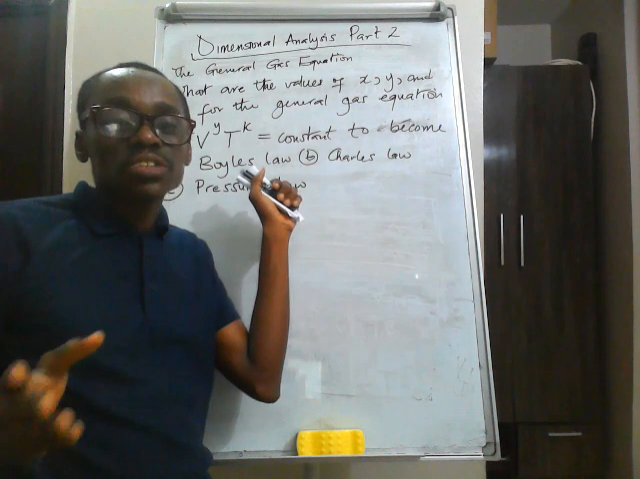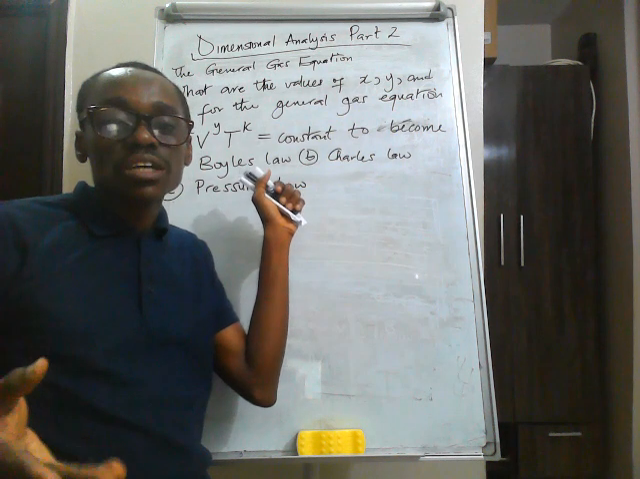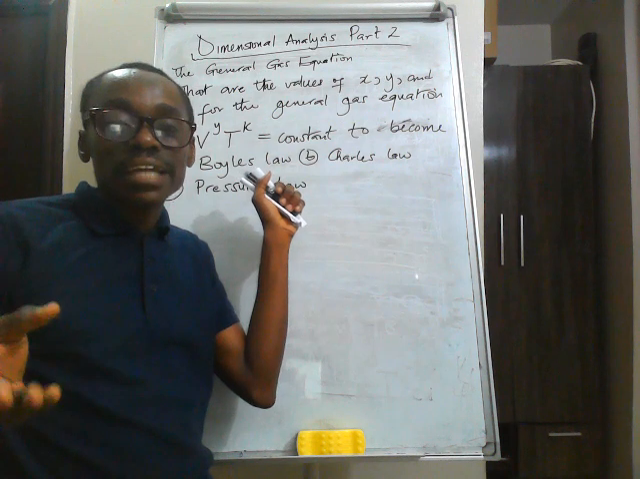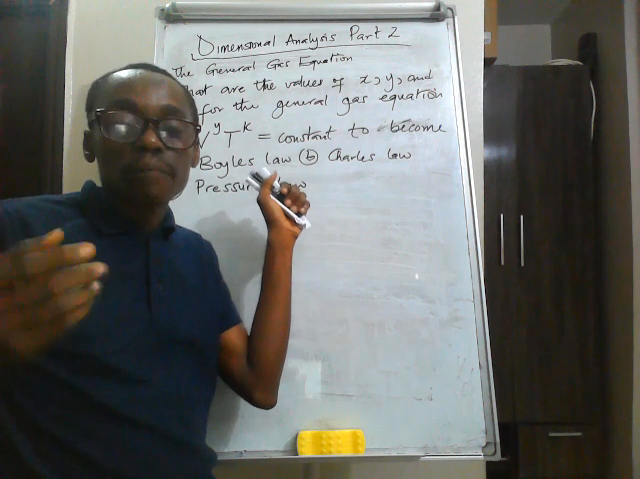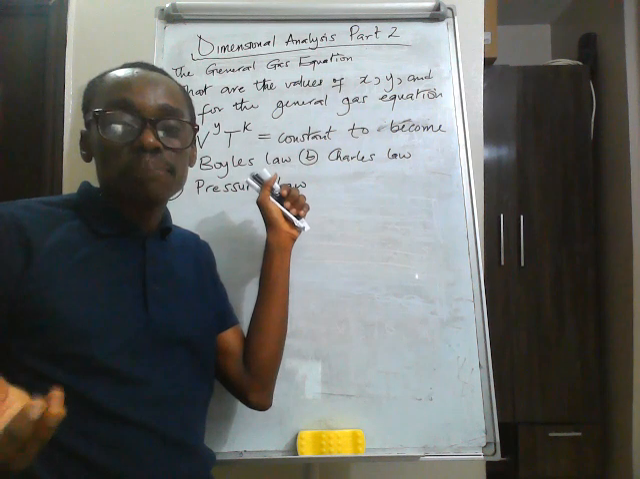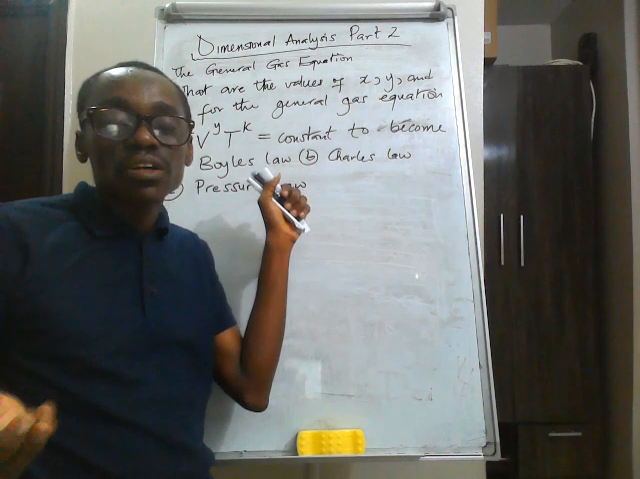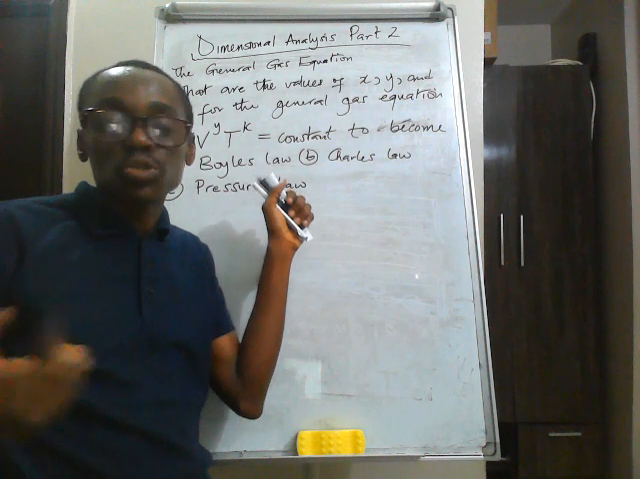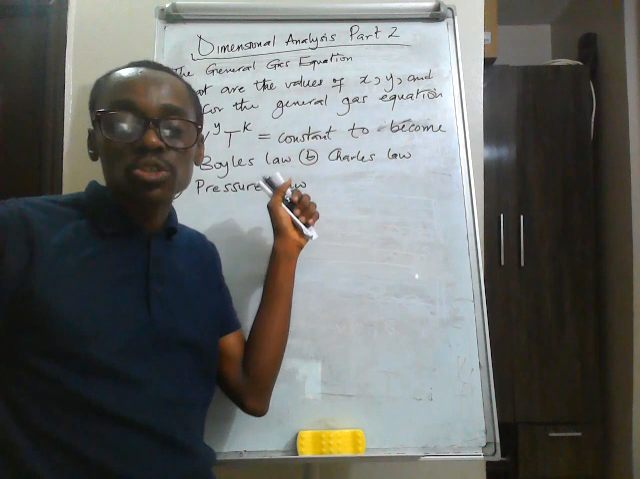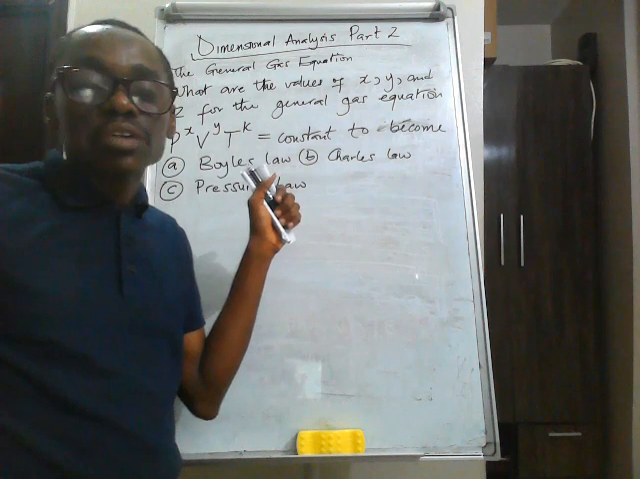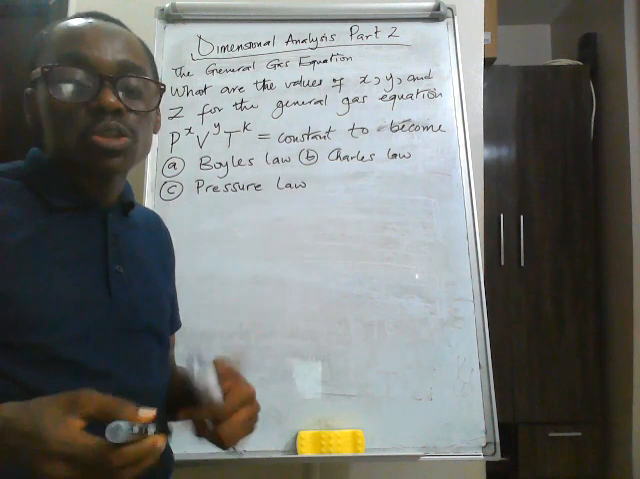So what are the values that x can take? x, y, and z can be -1, 0, or 1 depending on the equation at hand. We're going to look at what values it's going to take. It can't be 2, 3, -2 or -3, but it can be -1, 0, or +1. So now we're going to start with Boyle's law.